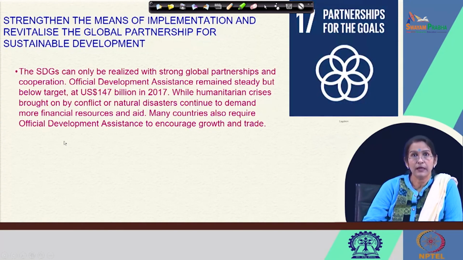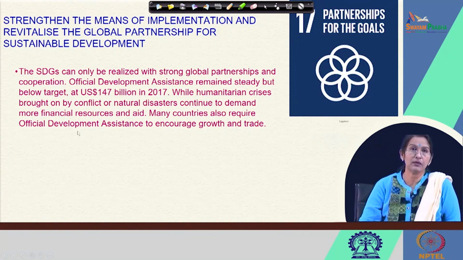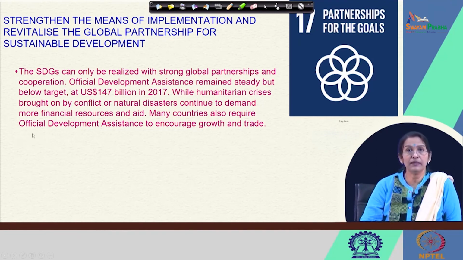Now the next is the 17th, the partnership for the goals. In order to achieve all these 16 goals, we need partnership and collaboration. That is why, by strengthening the means of implementation, we revitalize the global partnership for sustainable development. That means independently we cannot achieve all the goals in a very short period of time by 2030. For that matter, we need to collaborate with others, because we are now post-globalization, living in a global setup.